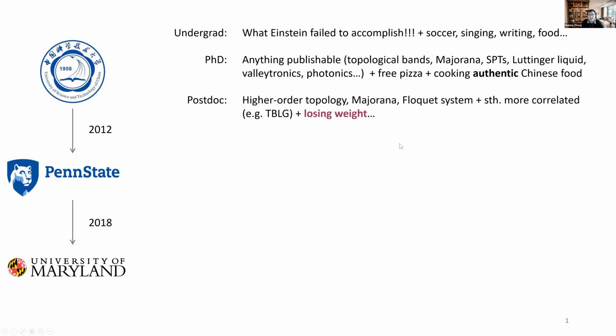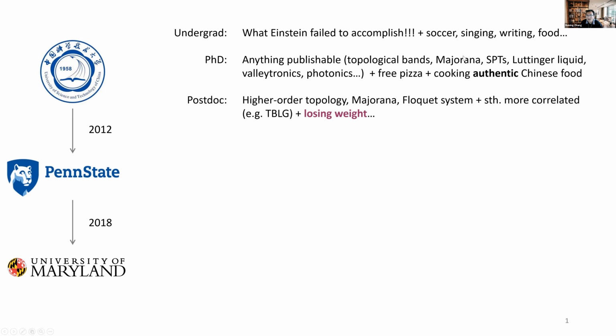Let me briefly introduce my interests. In my undergrad, I was quite ambitious and generally interested in what Einstein failed to accomplish, plus some hobbies like playing soccer, singing, writing, and enjoying food. But in my PhD study, after being tortured by the reality of life, I'm now generally interested in anything that is publishable. I have a very diverse research interest, mainly in topological physics, and also enjoy finding free pizza and cooking authentic Chinese food.